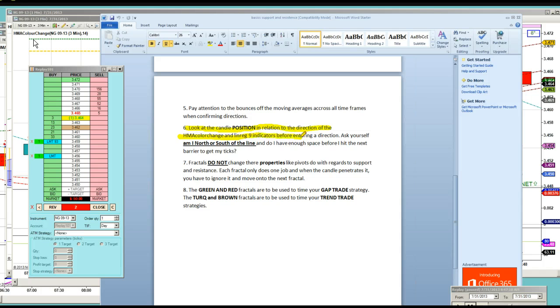And Lindbergh 9 indicators before entering a direction. Ask yourself, am I north or south of the line? And do I have enough space before I hit the next barrier to get my ticks?